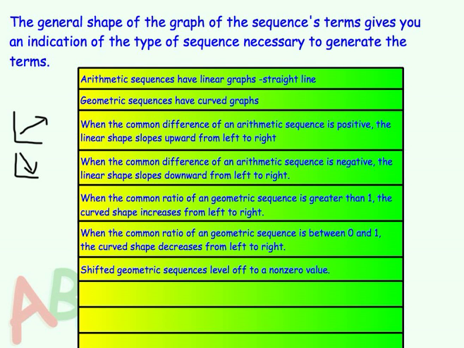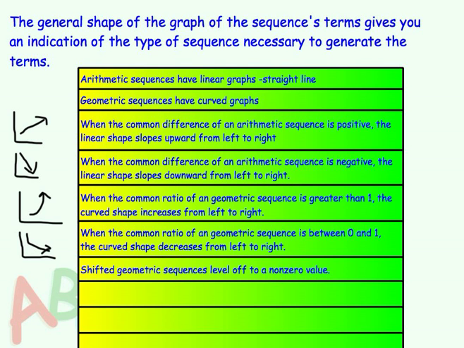Okay. When the common ratio of a geometric sequence is greater than 1, the curved shape increases from left to right. That's what it looks like. When the common ratio of a geometric sequence is between 0 and 1, the curved shape decreases from left to right. And it will usually decrease to 0.